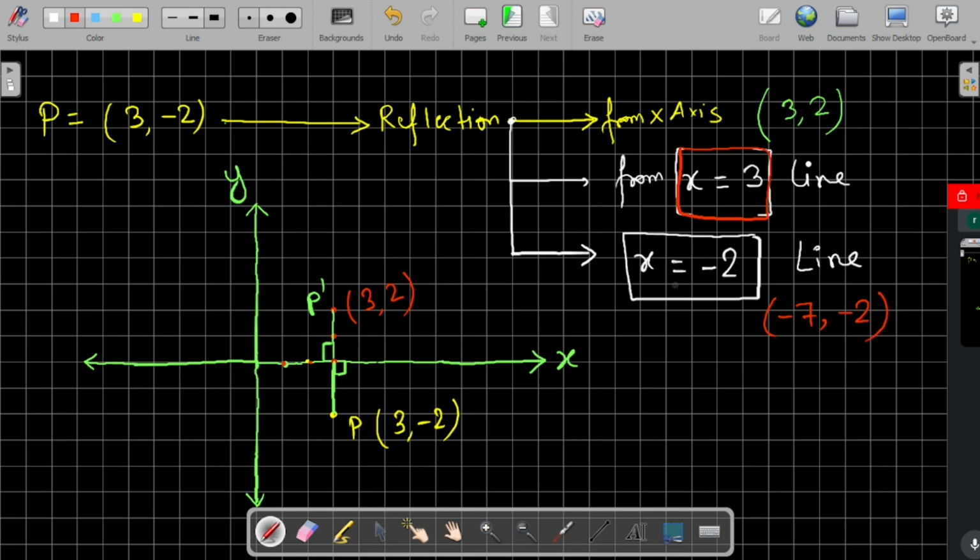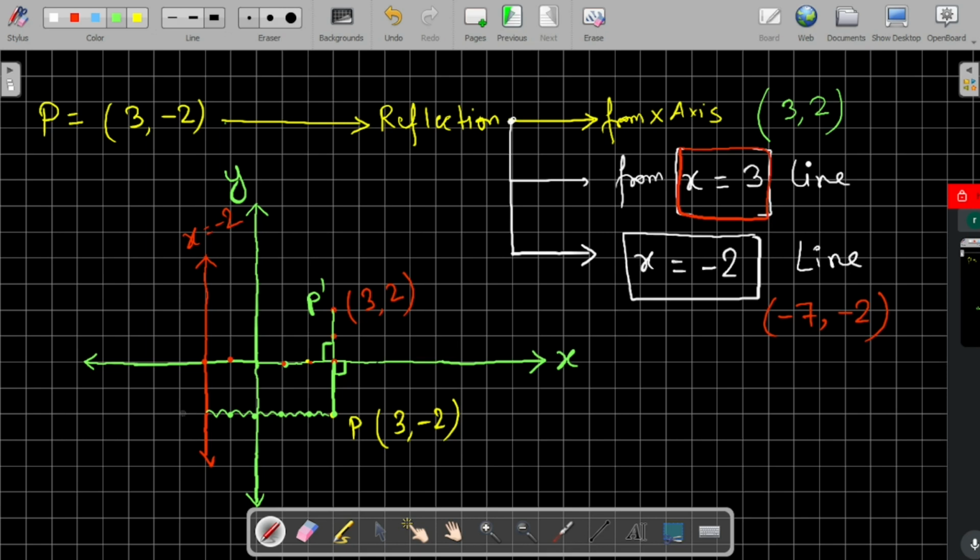So let me check. First of all, please draw this line x equals minus 2. So minus 1, minus 2. So this line is x equals minus 2. So the basic concept is the same. Find the perpendicular distance, right? So the perpendicular distance will be this much. How much? One block, two block, three block, four block, five block.